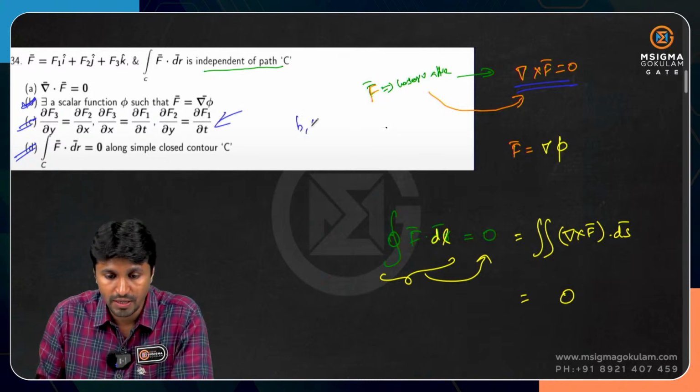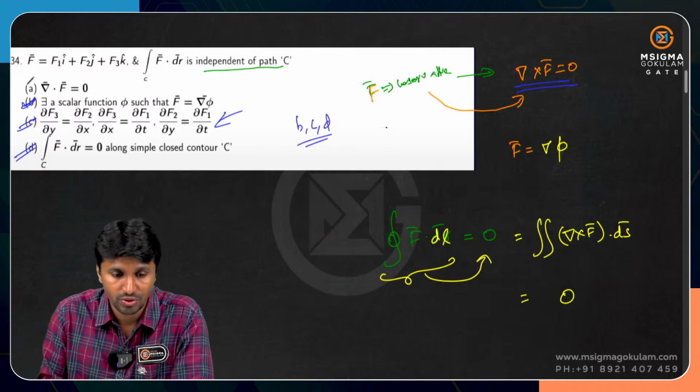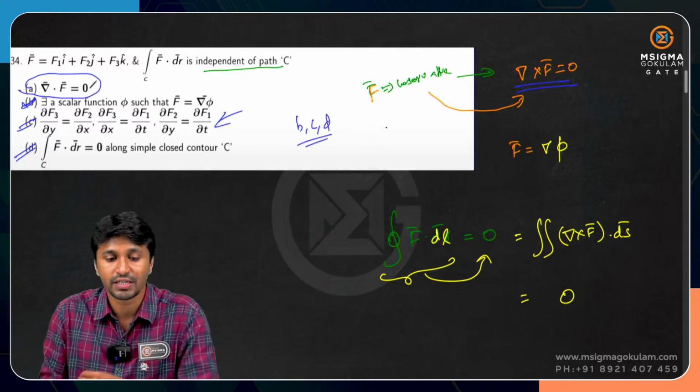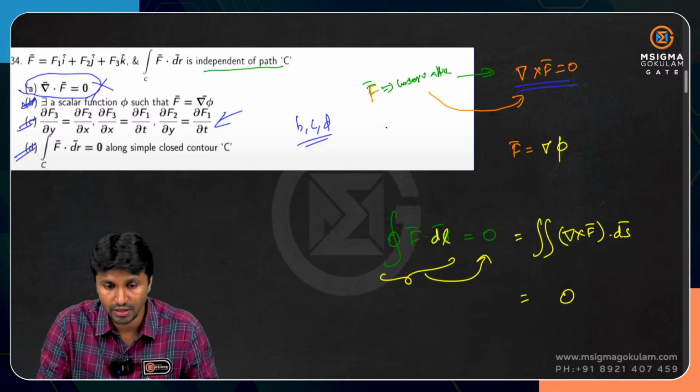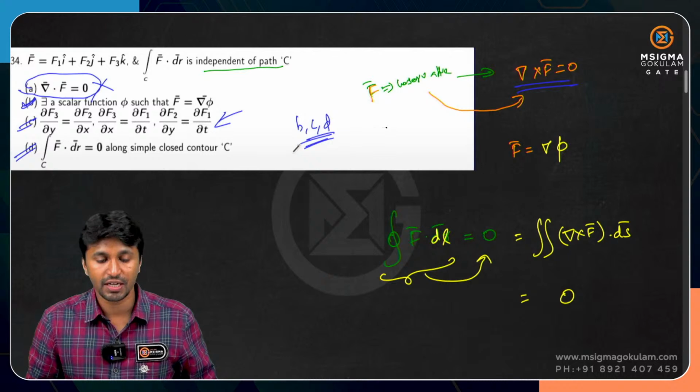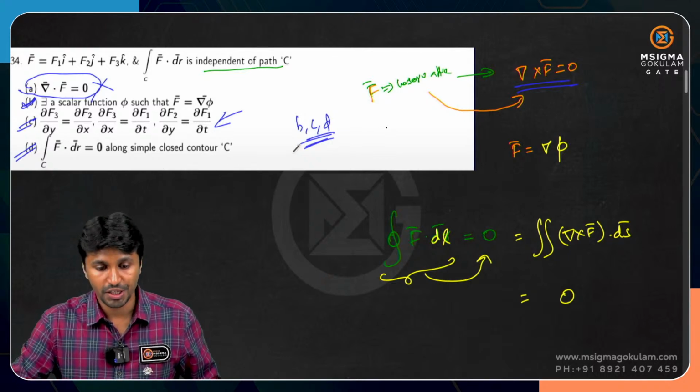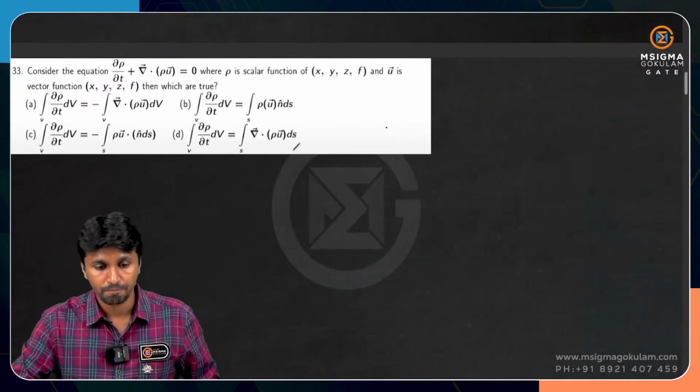So B, C and D are all correct. This cannot be true, because it is a conservative field, so this need not be equal to 0. So this is not correct. Therefore B, C, D are the correct options. Now let us move on to the next question.